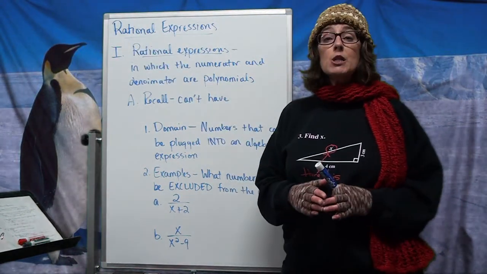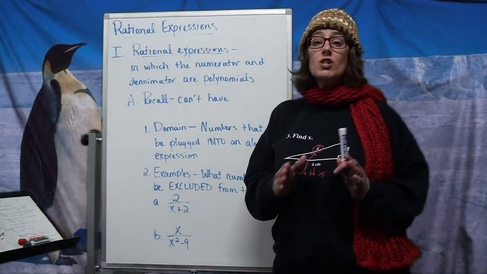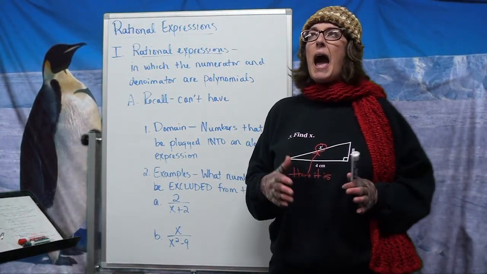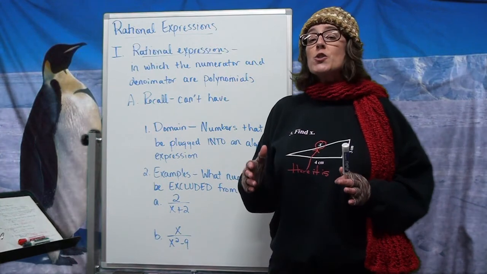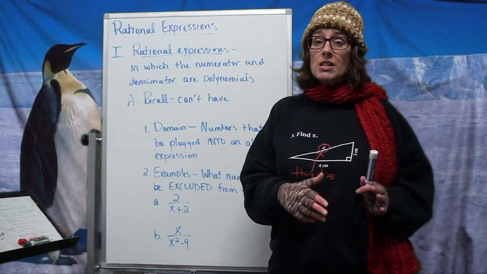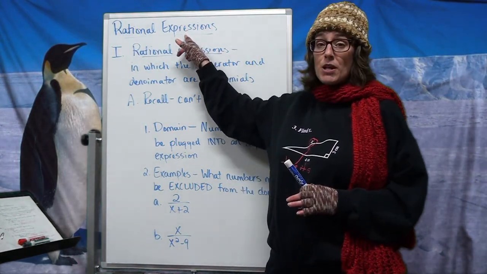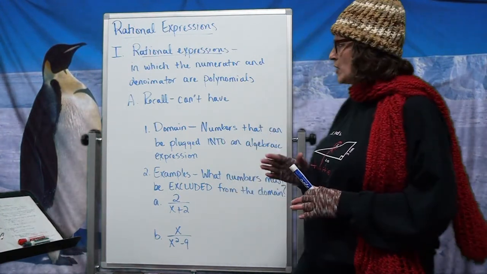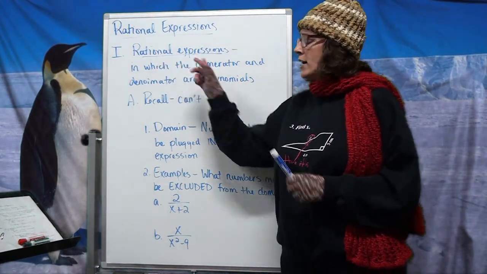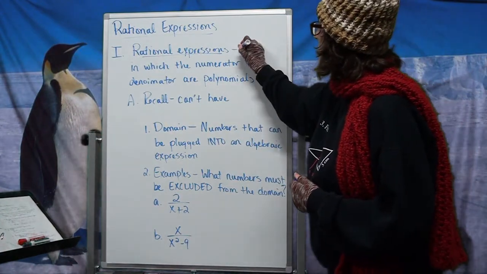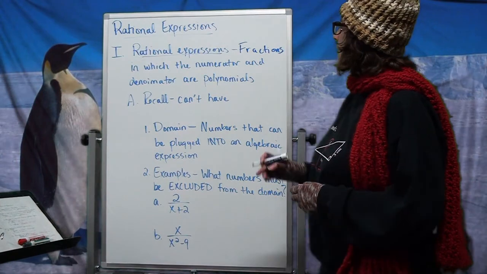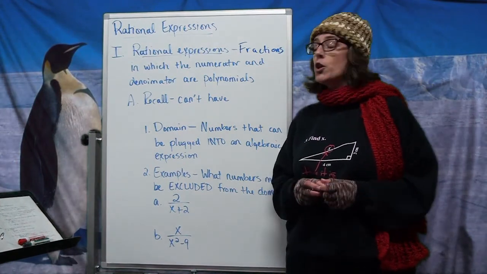And recall what an expression means. Remember, an expression is not an equation. An equation has a what? Absolutely, has an equal sign. So if it's not an equation, then it is just an expression, meaning that the expression does not have an equal sign. So our definition then of rational expressions is that they are going to be fractions in which the numerator and denominator are polynomials.